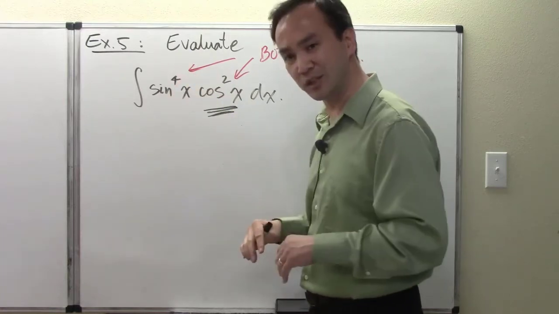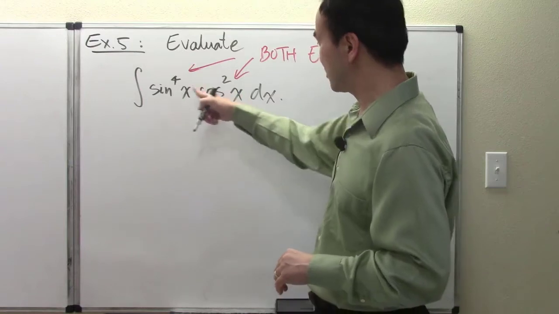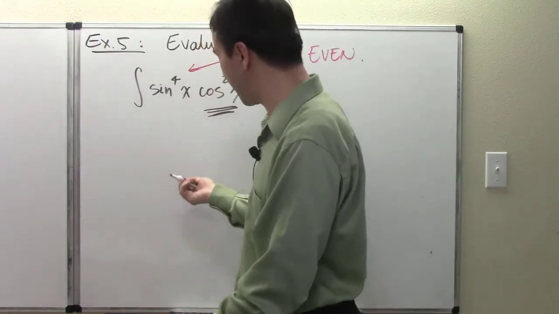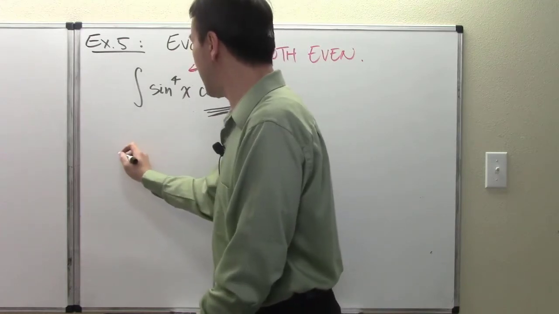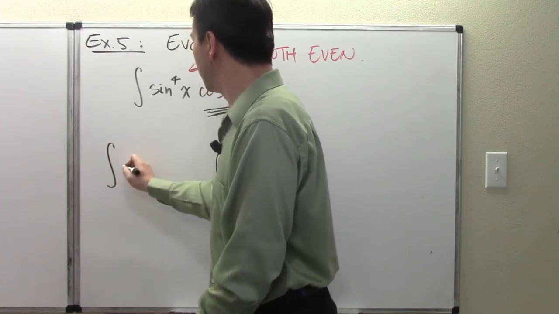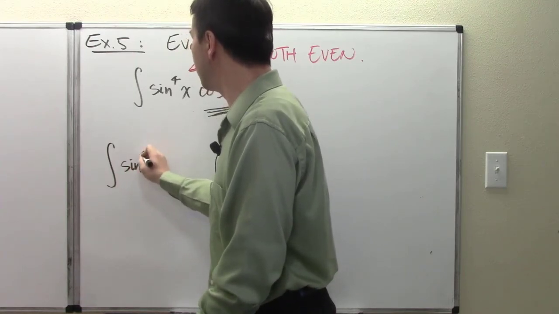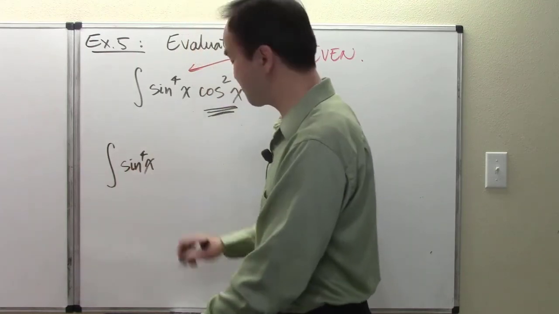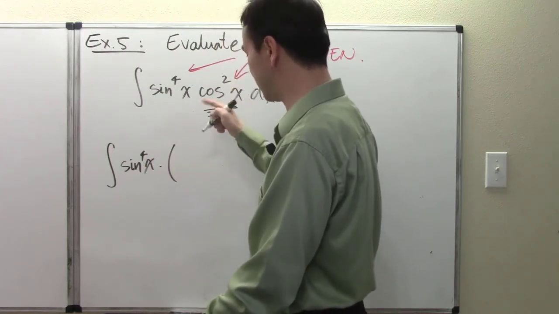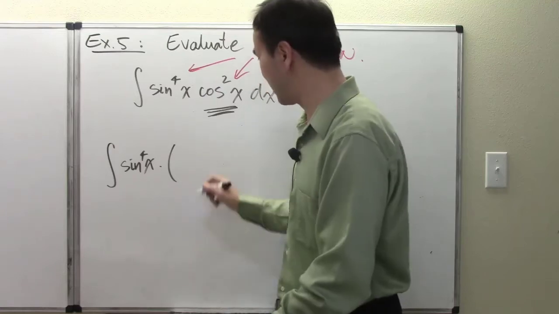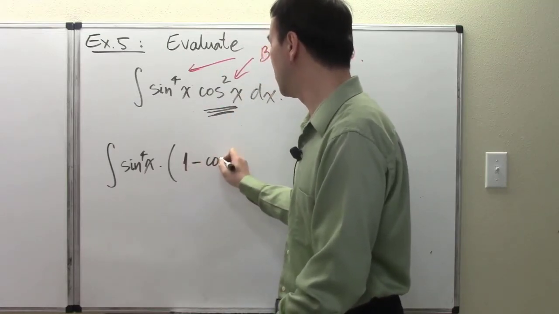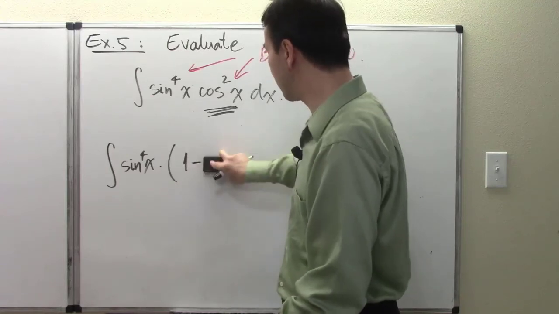But let's look into the general idea of the problem first. They're both even, and so I picked cosine square. So how about sine to the fourth? I'm leaving it the same, but for the cosine square, since I chose it, I'm going to rewrite the square here as 1 minus sine square of x.